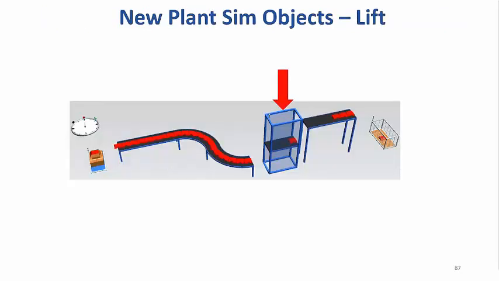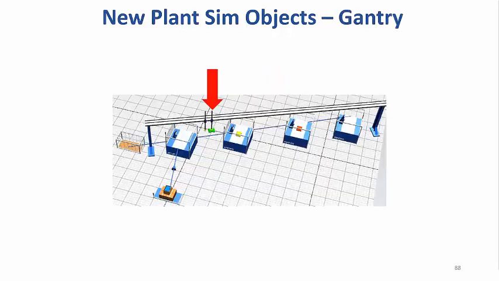The lift object lets you model an elevator with great 3D visualization. It was added in the recent version 14.2 patch. The Gantry loader lets you model an overhead gantry. It was added in the recent version 14.2 patch also. There are numerous other additions and changes in version 15, too numerous to mention here.